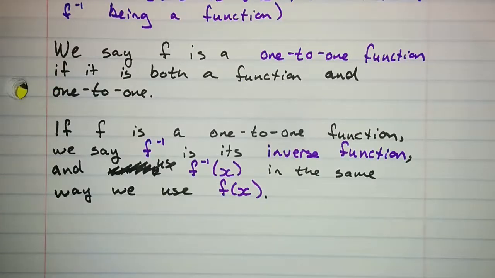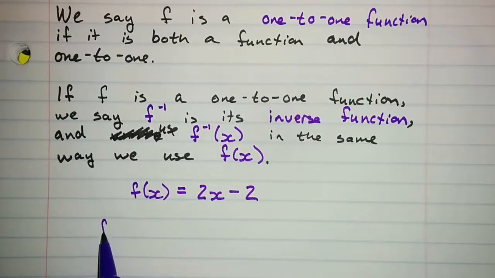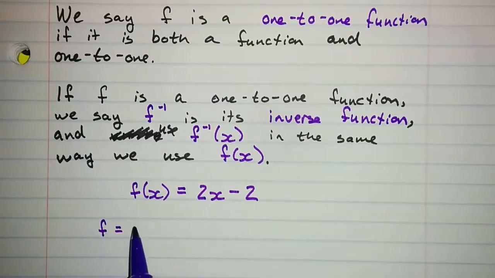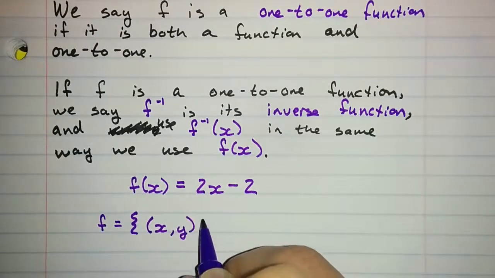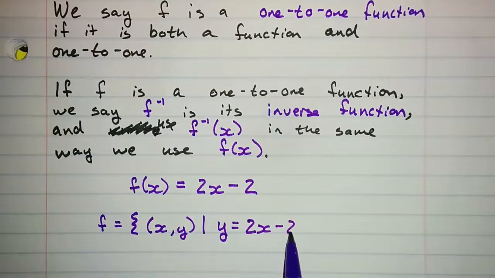If f is a 1 to 1 function, we say f inverse is its inverse function. And we use the symbol f inverse of x in the same way that we use f of x. All right, what do I mean by that? So let's suppose that we have f of x equals 2x minus 2. Right, that means f is the relation xy where y equals 2x minus 2.